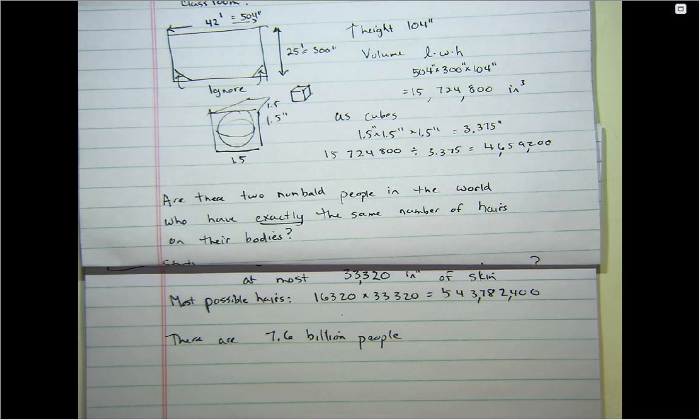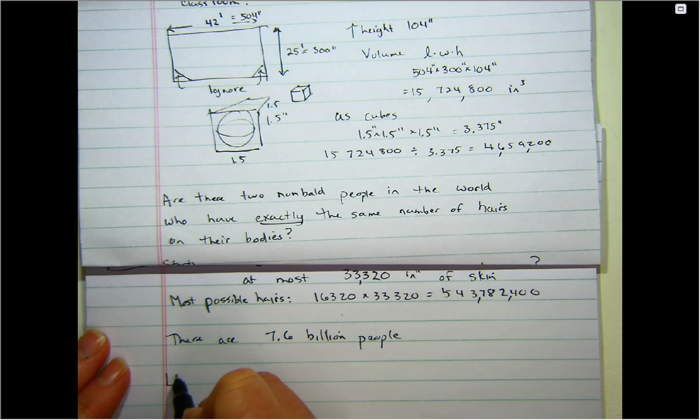So everybody's different. There's not one person who would have the same amount of hairs. I agree that everyone's different, but let's see what the pigeonhole principle tells us. So how about we do this? How about we take everybody on the earth and assign them a room, and they're assigned their room based on how many hairs are on the body.